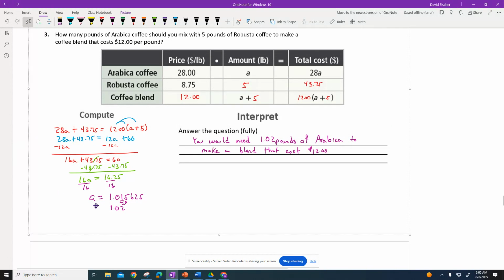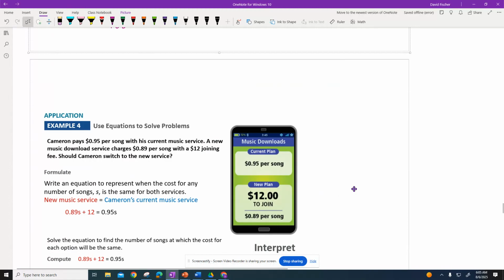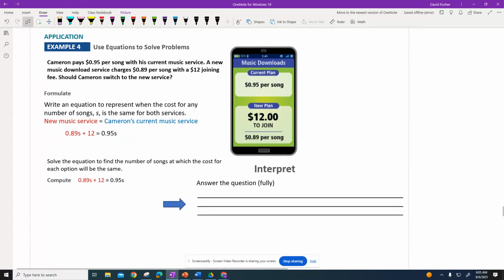But look at this, we're not focusing on how to do the steps of PEMDAS anymore. We're focusing on how do you write the equations. This comes up all the time. This guy is going to pay 95 cents per song for his current music service. You guys download music all the time. But another music service says, we only charge 89 cents per song, but you have to pay 12 bucks to join our club. So when should Cameron switch to the new service? We want to know, when is it going to be a good deal?